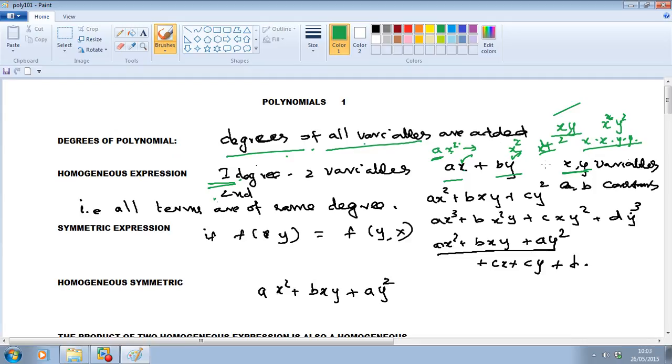If there are some other things, plus c, where c is a constant, then it is not homogeneous. c is a constant and doesn't have any degree. So in a homogeneous expression, each term has only a particular degree. Now take a second degree polynomial.